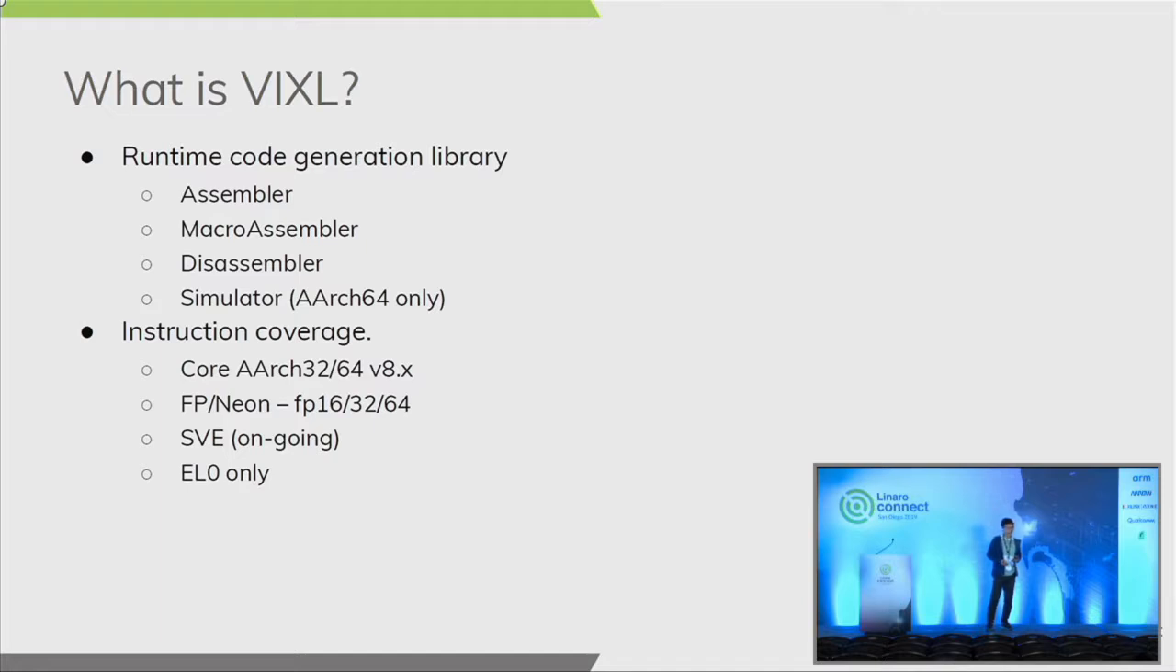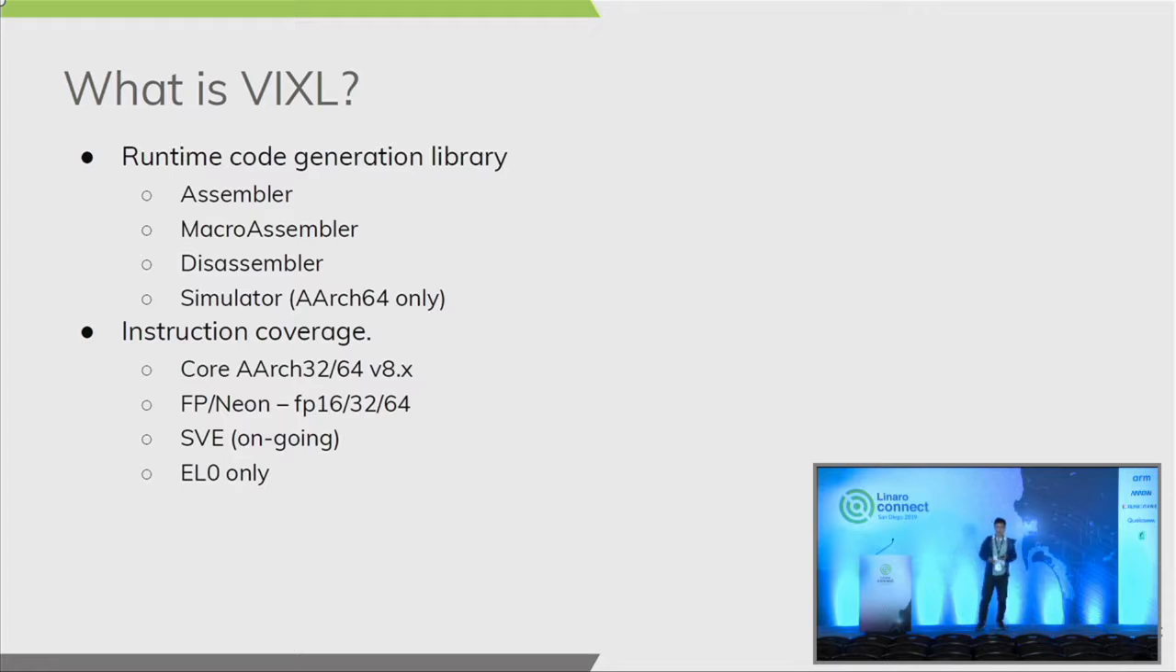VIXL is an open source ARM v8 runtime code generator library. You can find it in the Linaro Git repository. Just search VIXL plus Linaro in Google, and you will get the link. VIXL is considered mature since it has already been deployed in the Android Google runtime compiler, the Mozilla Firefox browser, and the Google V8 engine. VIXL has four main components: assembler, microassembler, disassembler, and simulator.